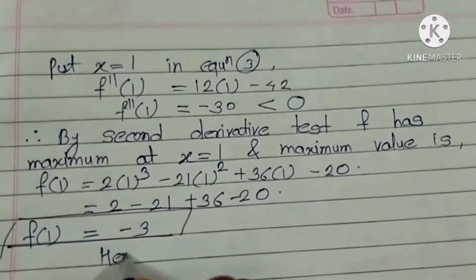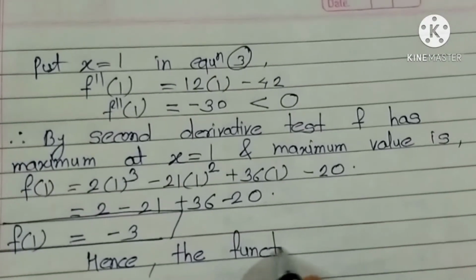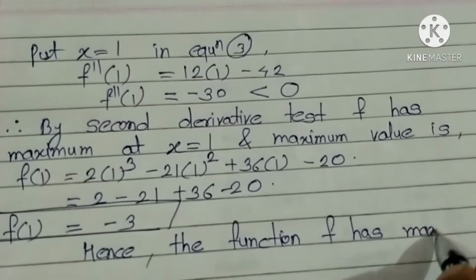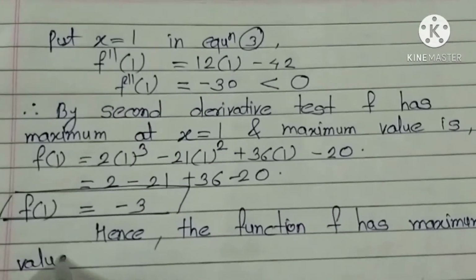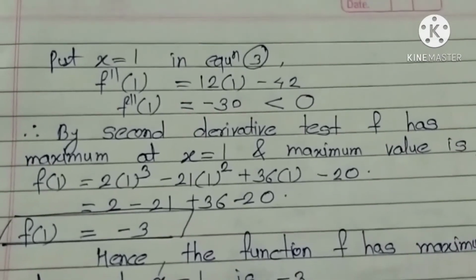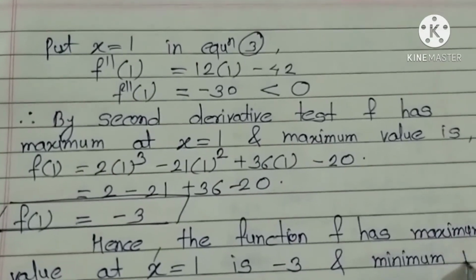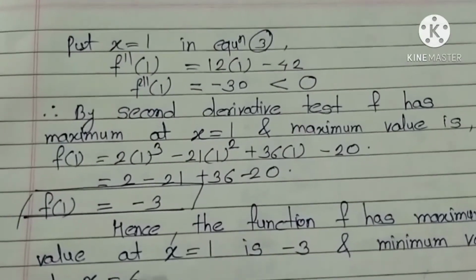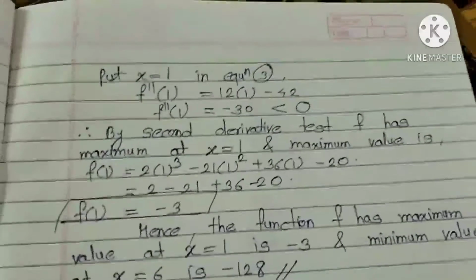Hence the function f has maximum value at x equal to 1, which is minus 3, and minimum value at x equal to 6, which is minus 128. So here we complete the example.